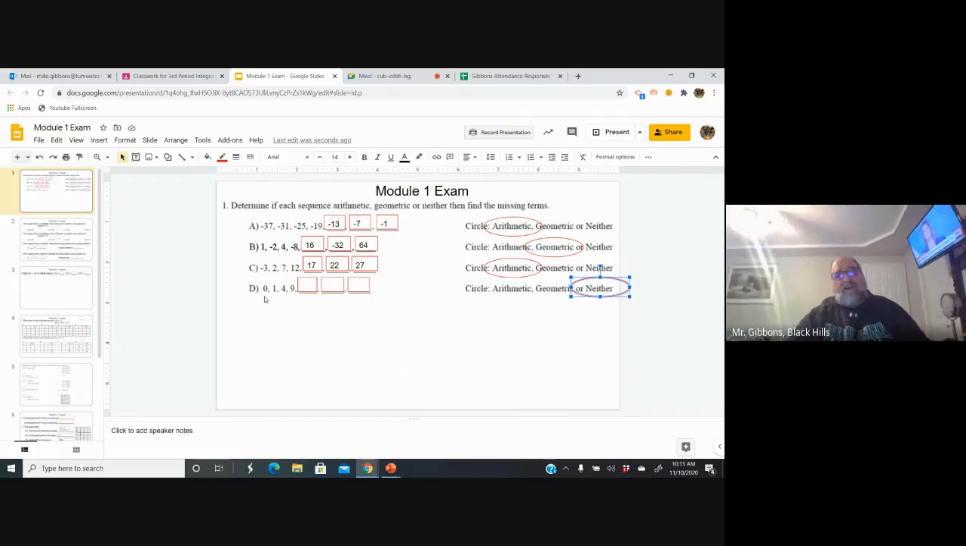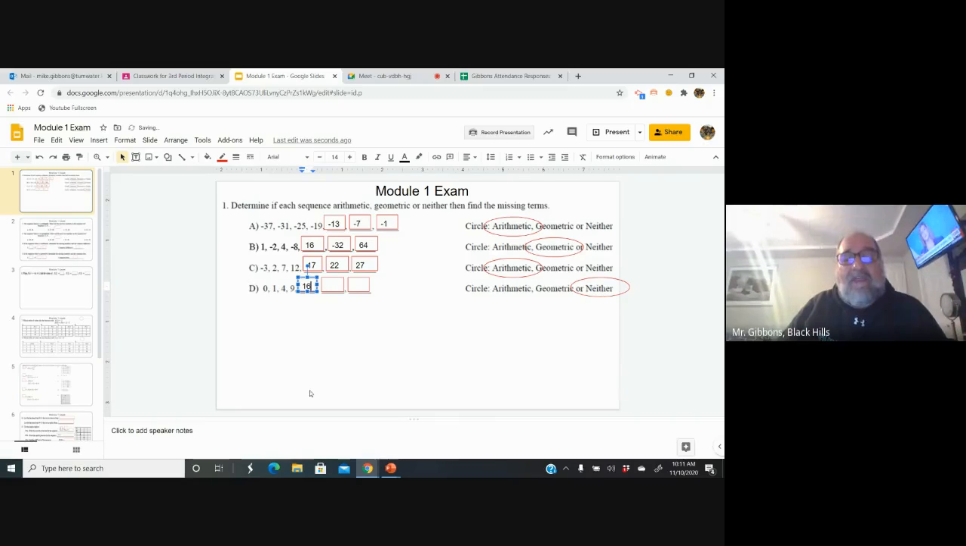To go from 0 to 1, we added 1. From 1 to 4, we added 3. And from 4 to 9, we added 5. So I added 1, then 3, then 5. It looks to me like we're adding consecutive odd numbers. So I'm going to add a 7 to the 9 to get a 16. Then I'm going to add a 9 to that 16 to get a 25. And then I'm going to add an 11 to that 25 to get a 36.